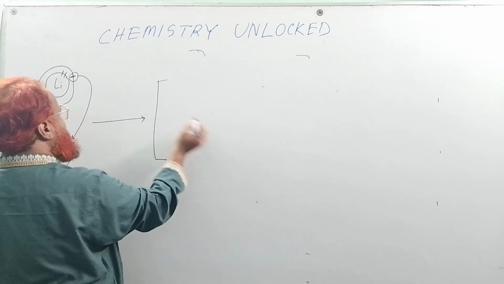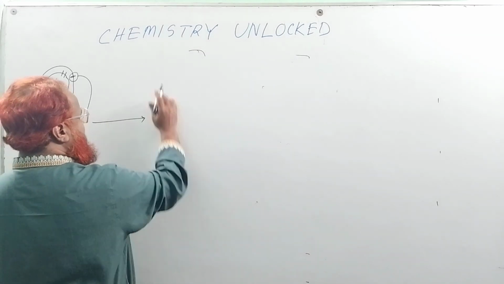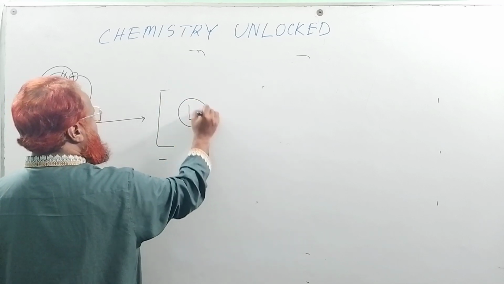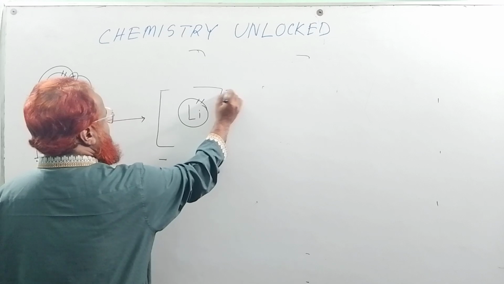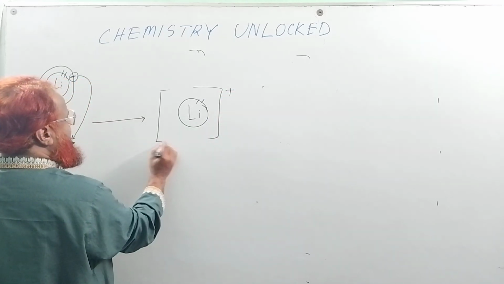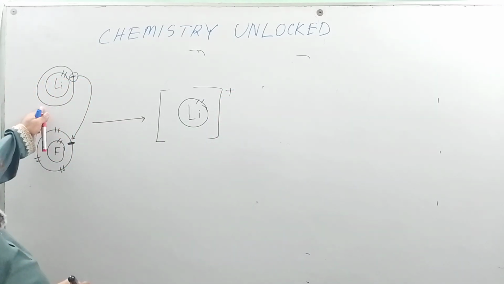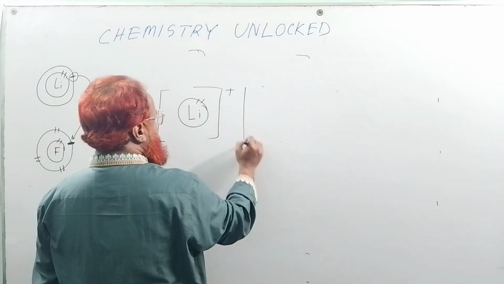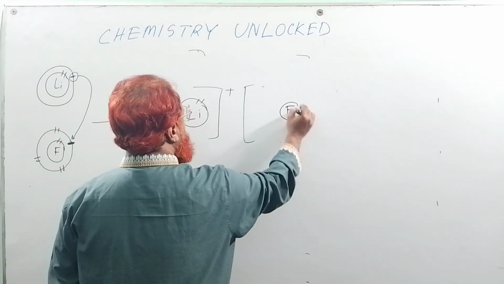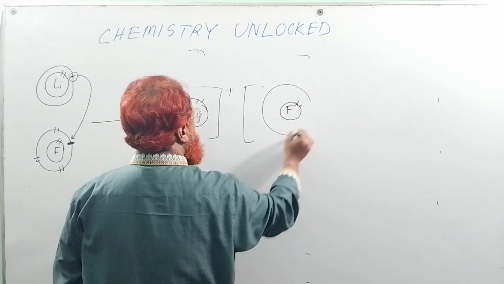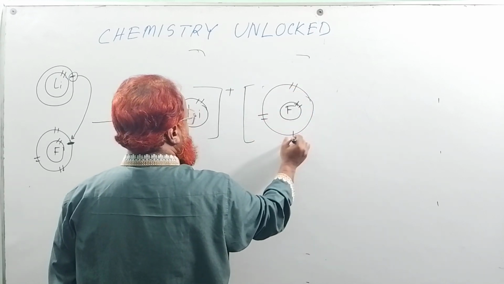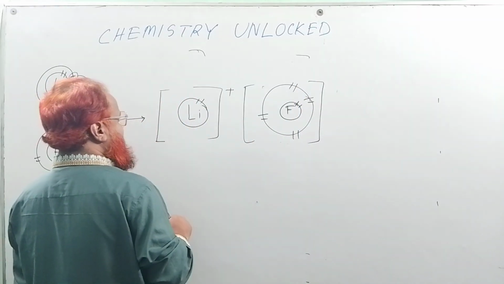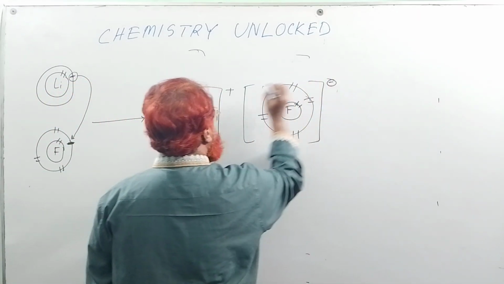Now what will happen? After donating 1 electron by lithium, it will be Li first orbit, so Li plus. After donating 1 electron, the lithium atom becomes Li plus. Now fluorine first orbit, second orbit. The second orbit will contain 8 electrons, and here it is minus.